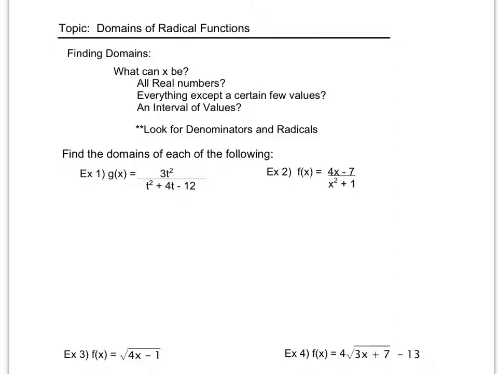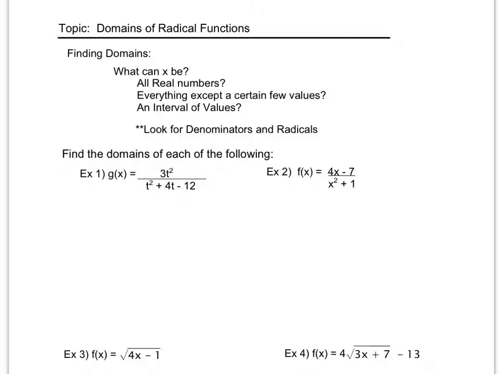Can it be all real numbers? That would be really nice if it could. If it can't be all real numbers, can it be all real numbers except maybe one or two, maybe three or four specific values? For example, all real numbers except x cannot be 2 and x cannot be -3. Or could it be an interval of values? We haven't looked at any examples yet where it can be an interval of values.